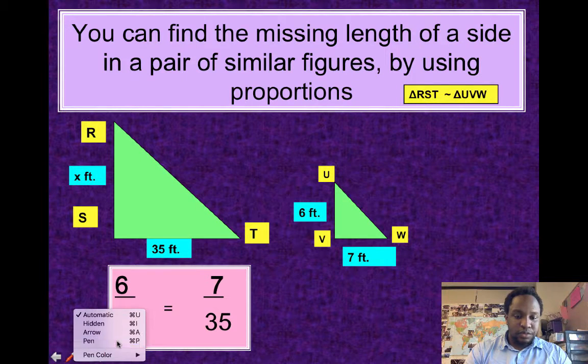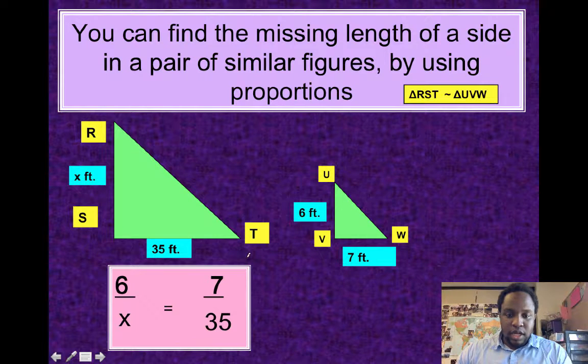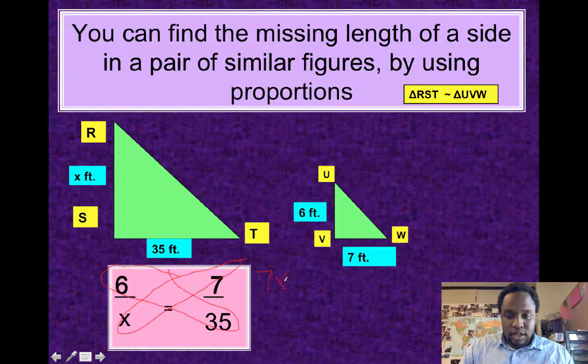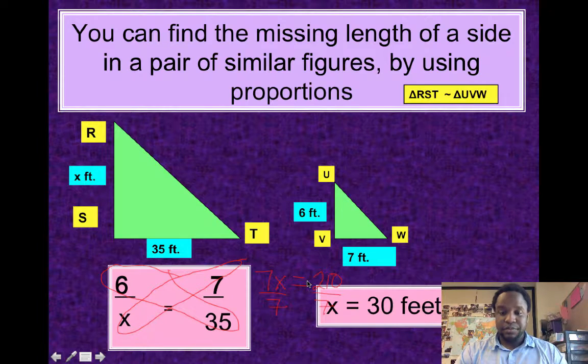We can then cross multiply, and we get 7x equals 210, 6 times 35. We divide by 7, and we get x is equal to 30 feet.